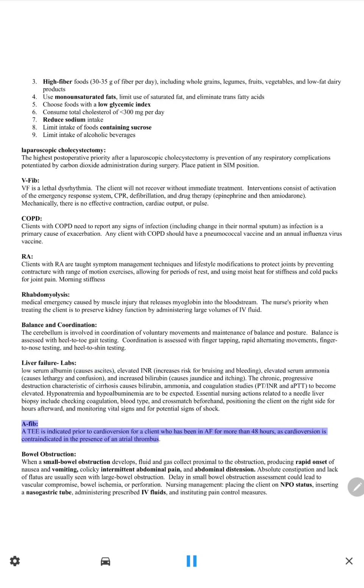AFib. A TEE is indicated prior to cardioversion for a client who has been in AF for more than 48 hours, as cardioversion is contraindicated in the presence of an atrial thrombus.